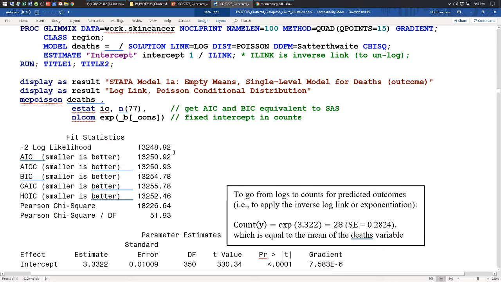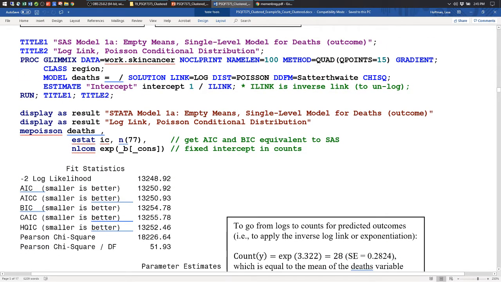So a few things are different in the code. We're still in proc glimmix, but now we've switched out what the underlying model is. So for count data, I'm using a log link, that's the natural log, and a Poisson distribution to start with. To do so in Stata, it is called ME Poisson, where ME stands for mixed effects. To unlog the count, iLink is going to do the exponentiation for us. Here's what it would be in Stata, writing it out by hand.